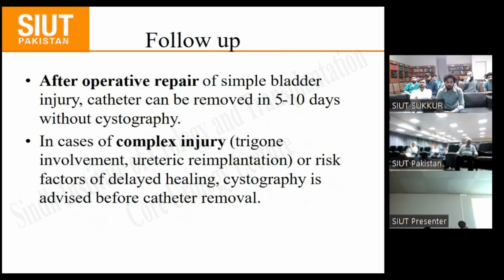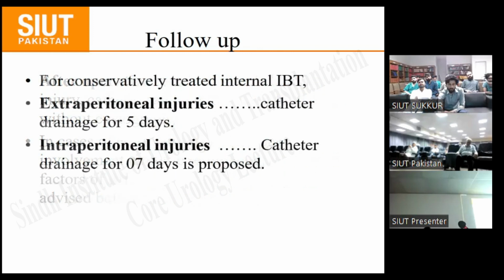After operative repair of a simple bladder injury, the catheter can be removed in 5 to 10 days without a cystogram. In cases of complex injuries that include the trigone or ureteric reimplantation, or risk factors of delayed healing, a cystogram is advised before catheter removal. For conservatively treated internal iatrogenic bladder trauma, in extraperitoneal injuries the catheter is placed for 5 days, and in intraperitoneal injuries, for 7 days.